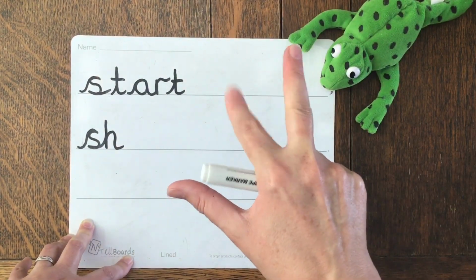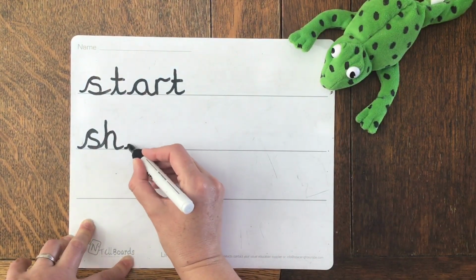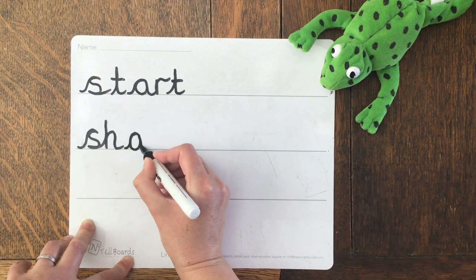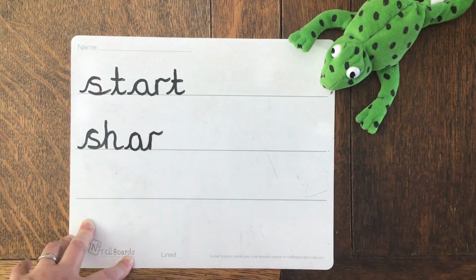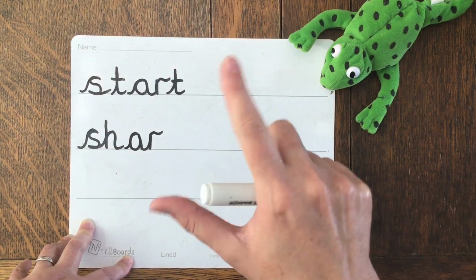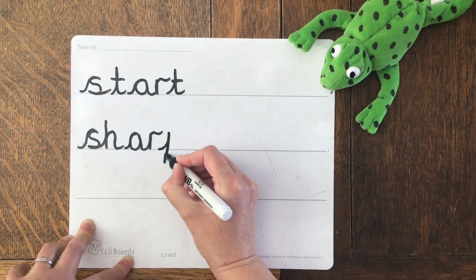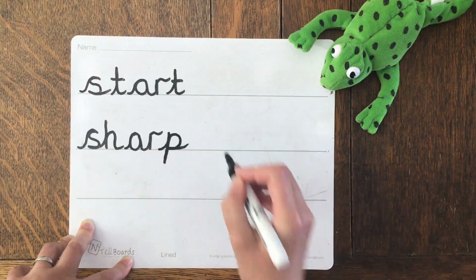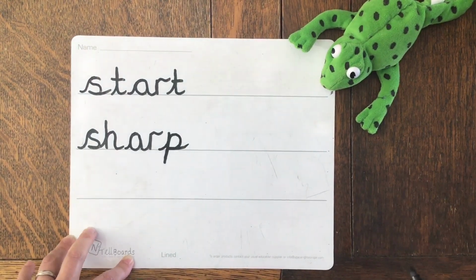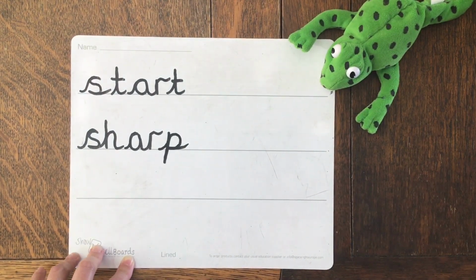Sh-ar-p. Now we know how to do the R one now, don't we? A first and then the R. Sh-ar-p. Pirate on the end. P, p, p. Sharp. And the last word we're going to write is spark.